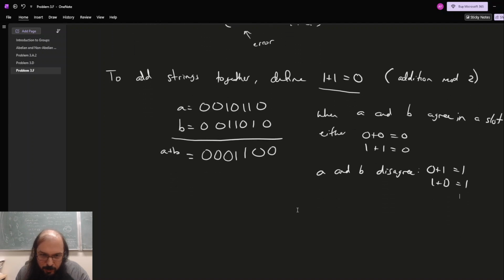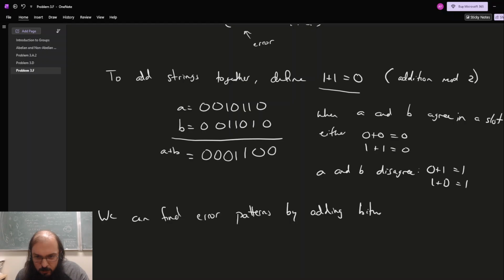So in summary, we can find error patterns by adding bitwise, in other words, slot-wise, and mod 2. So we're saying in our introductory module that groups appear everywhere in nature. I don't know if we necessarily think that computers are nature, but they're certainly part of mathematical nature, right? We see them, we use them all the time in our math classes.